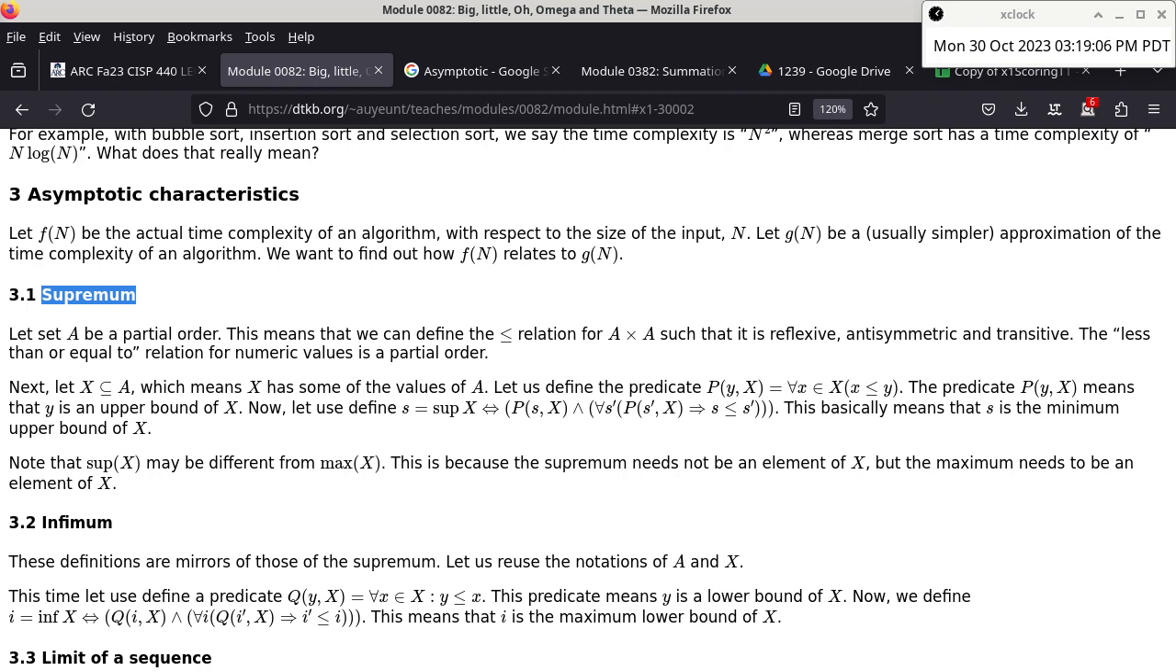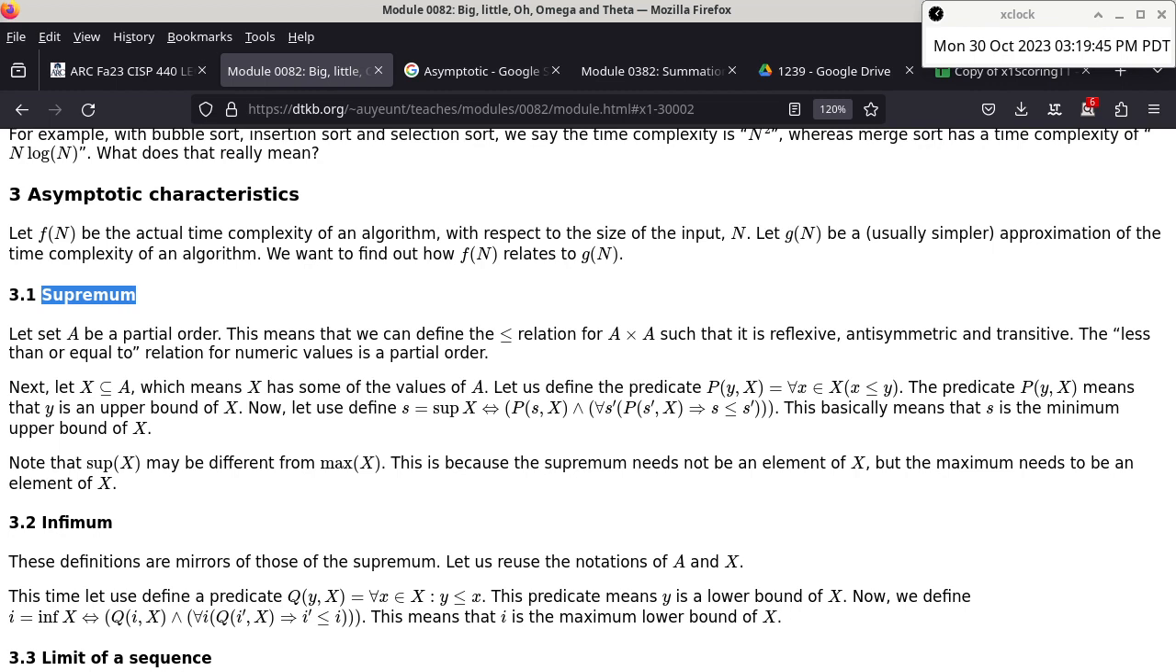Yes, you got your hand up. So what is the relation between s and s prime again? Every single s prime here is representing an upper bound of x. So there can be an infinite number of elements outside of x that are upper bounds of x. But we want s to be the smallest of all the upper bounds. So we want s to be less than or equal to every upper bound of x, meaning that s is the smallest of all the upper bounds.